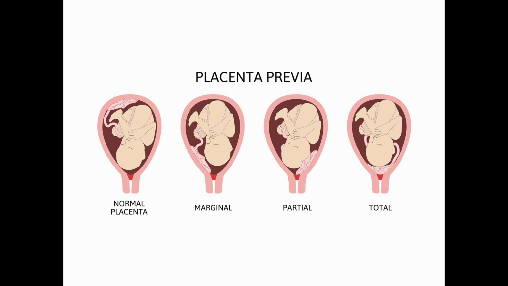Partial previa means that part of the placenta is covering part of the cervix. And then total is when it's right on top, completely covering the cervix.